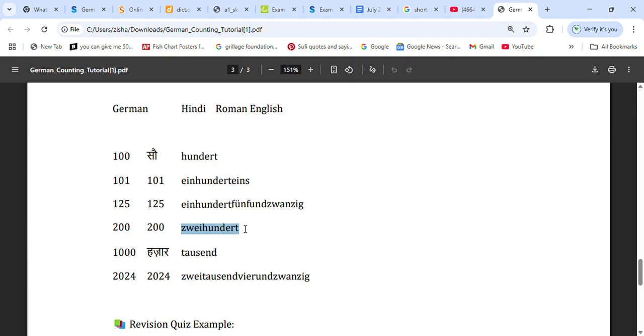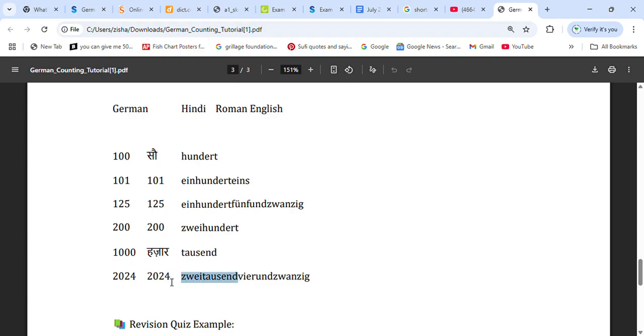Now 200, because 200 is two hundred. Then 300, 400, 500, 600, 700, 800, 900. Okay, now 1000: you say only tausend. 2000 you say zweitausend. Now it is 2024, so firstly you say 2000, zweitausend, and here it is closed.